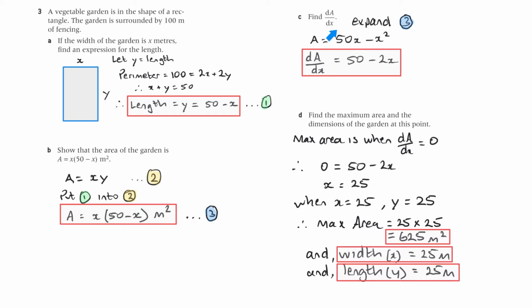C, find dA dx. We expand 3. We're going to expand this first, and we get 50x minus x squared, and we take the derivative of that, and that's 50 minus 2x.